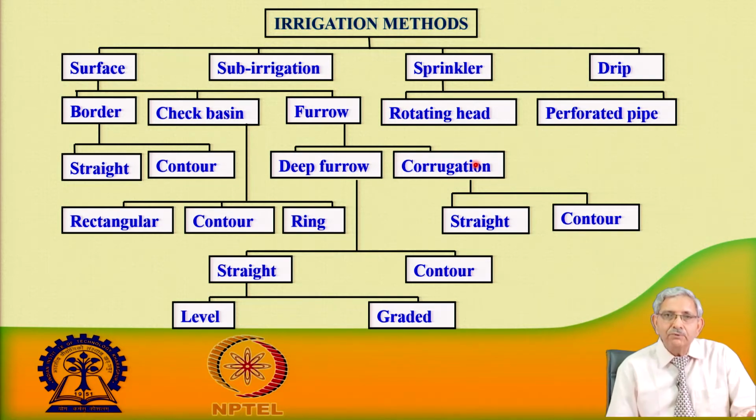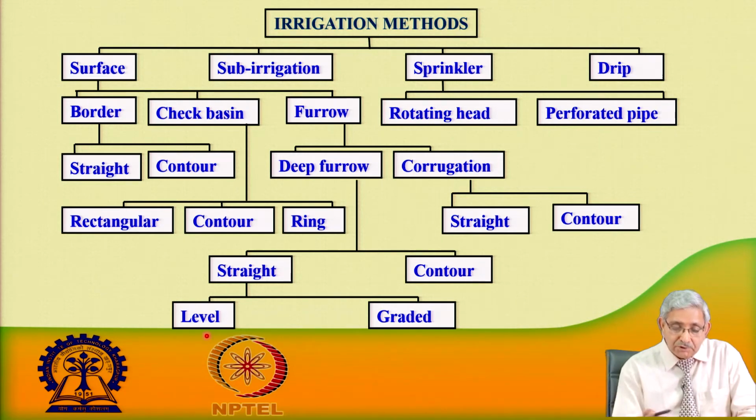Or it can be a shallow furrow, where water is supplied by running a smaller depth of water. So, deep furrows can be straight or contoured. Straight means the land slope is within the permissible limit, and then straight furrows are used for irrigation. If the land is sloping, then the furrows are laid along the contour, or we can say across the land slope.